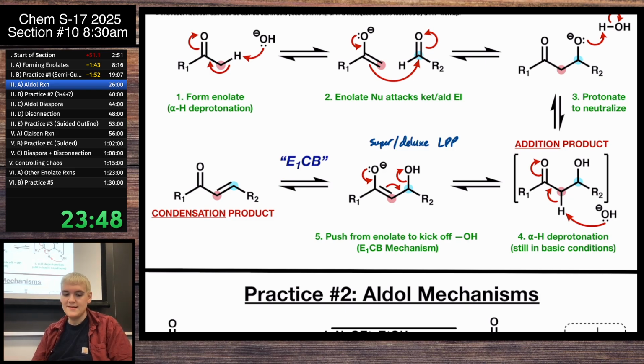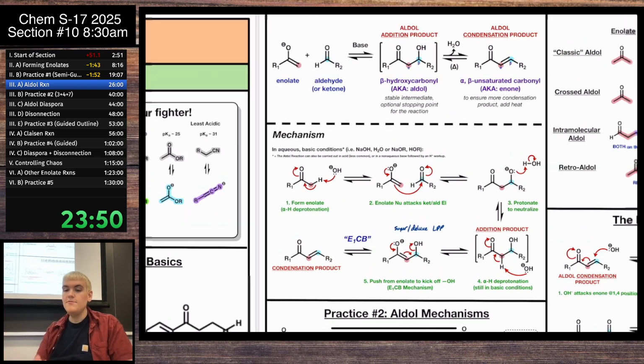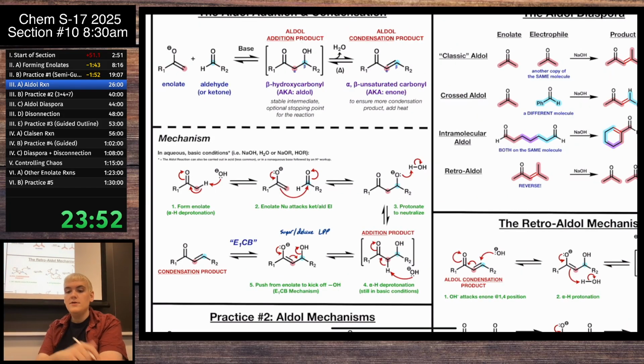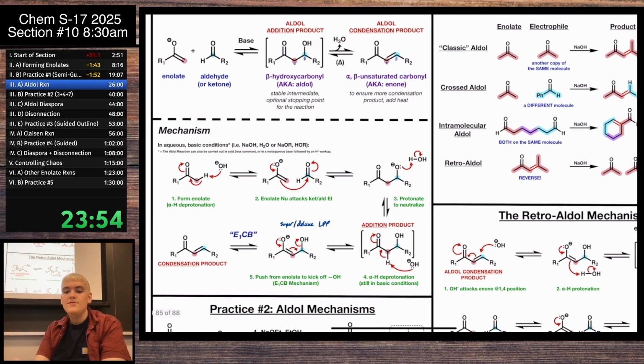And that's how we get the condensation. Now, if we want to select for one or the other, one way that some classes notate that we specifically want the condensation is they put heat with the base, and that heat drives it all the way to the condensation. For us, I don't think that we're picky. Typically, especially for mechanisms, we'll give you the product, so you should be able to see where it stopped. But, yeah, in case you see it in the future.